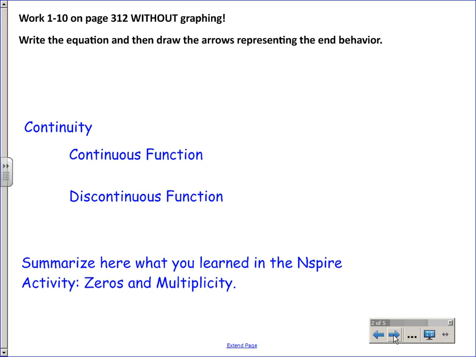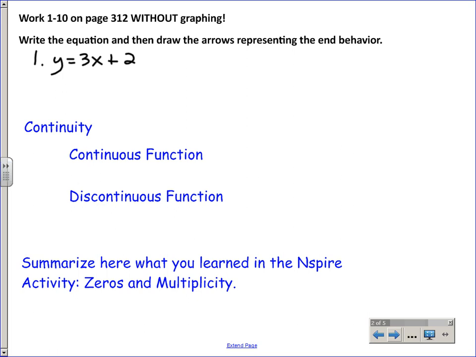Now you need to work numbers 1 through 10 on page 312, and you want to do that without graphing. So we'll do one of the problems here, and you can actually do it on this notes page, or you can do it on another piece of paper. So for example, here's number 1. We want to write the problem down, y equals 3x plus 2.